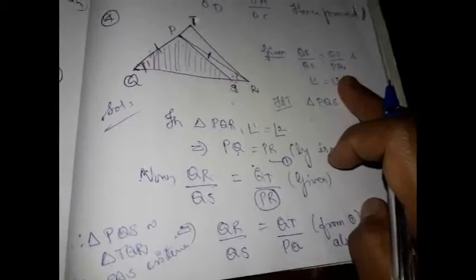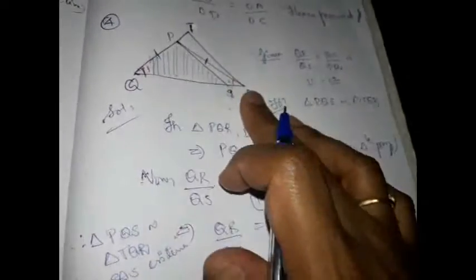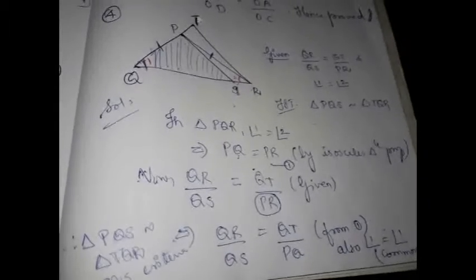Yes, this is a very easy problem. We have just applied our isosceles triangle property, and we have replaced this required side in the given proportion, and then we have applied SAS criteria. That's it. Hope you understood. Let us move on to the next question now.